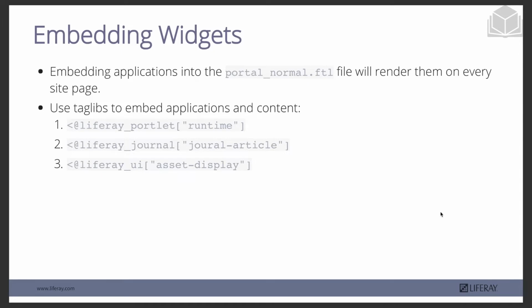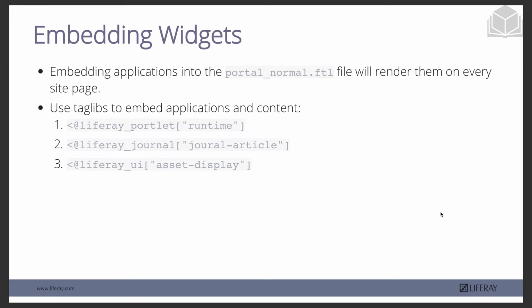There's the Liferay portlet runtime, and this is going to be for widgets in general, essentially. There's going to be the Liferay journal article, and then Liferay UI asset display. Obviously the second one is going to be for web content. I mentioned that in the API, journal article is referring to web content. And the Liferay UI asset display will be for general assets, so blogs or message board posts or wikis or polls or different things like that.